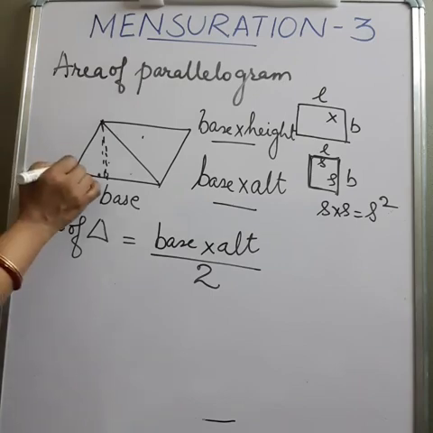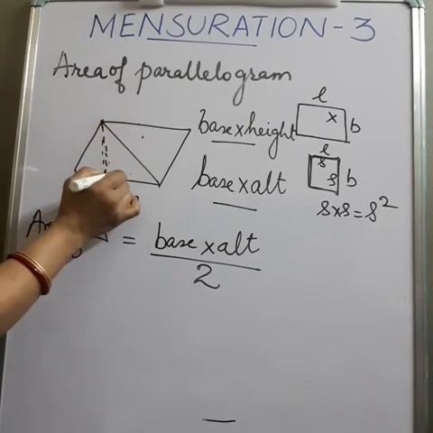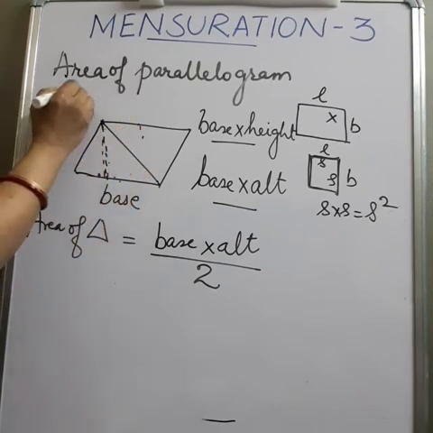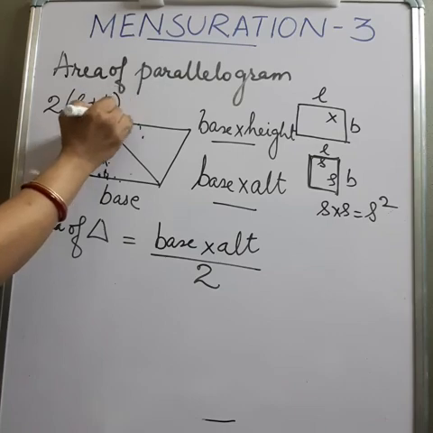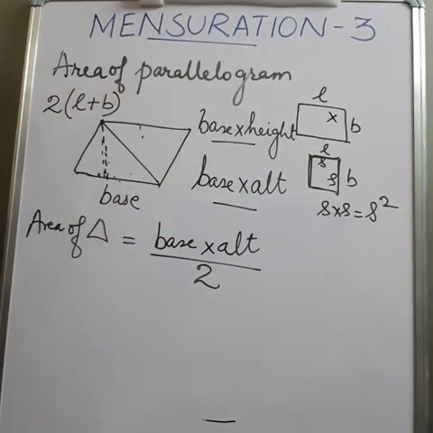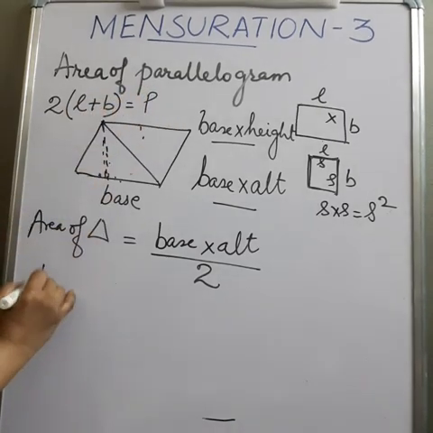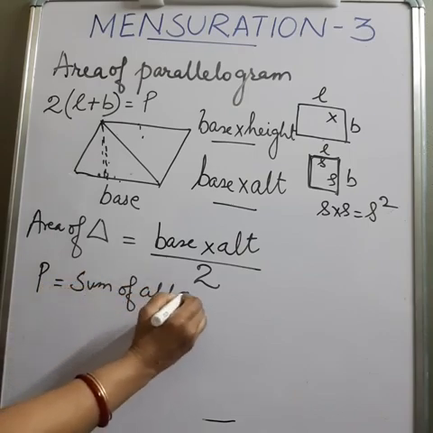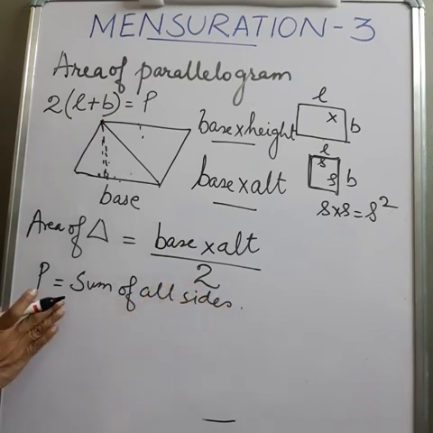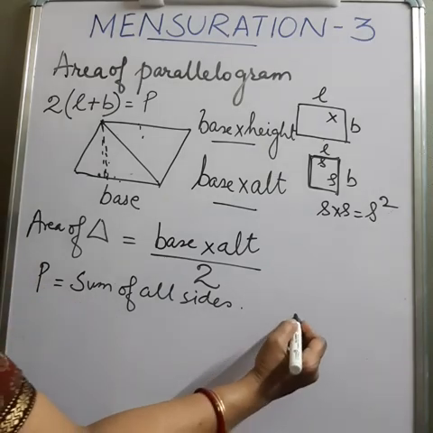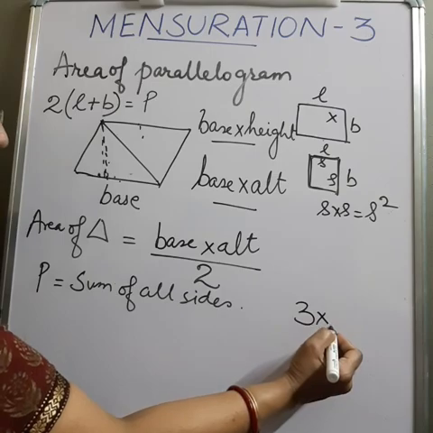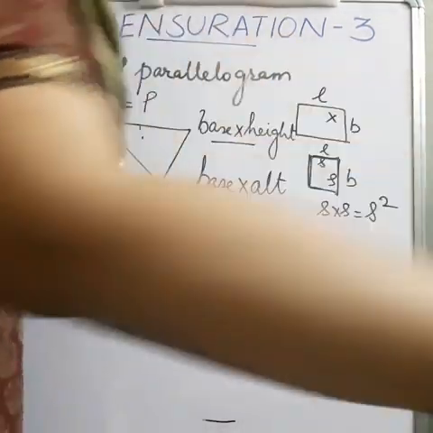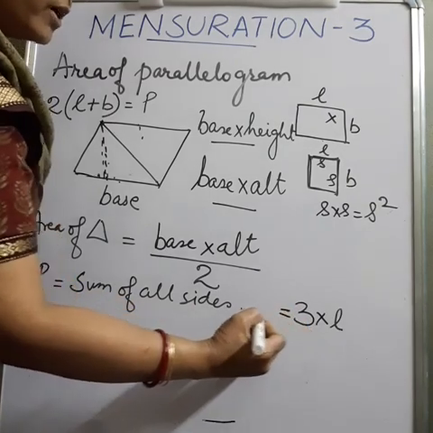For finding out the perimeter of this, again the two opposite sides are equal, so we can use the same formula as we use for rectangle. For a perimeter of triangle, we have to find the sum of all sides until and unless it is equilateral triangle. If it is equilateral triangle, then we have to multiply the length by 3.